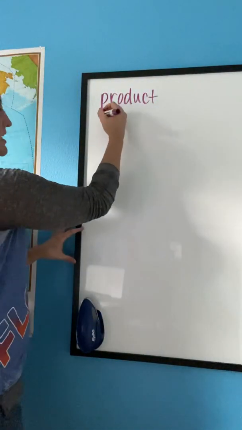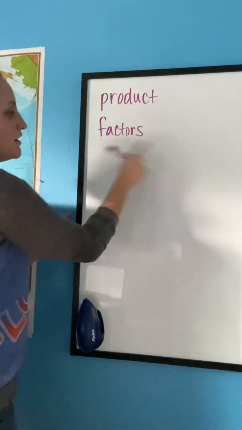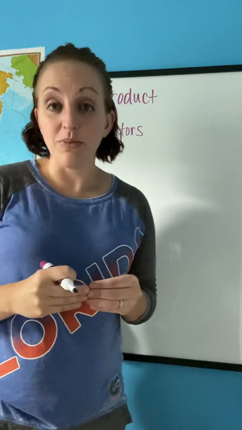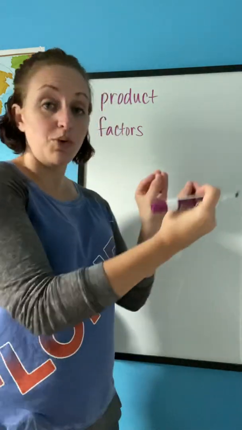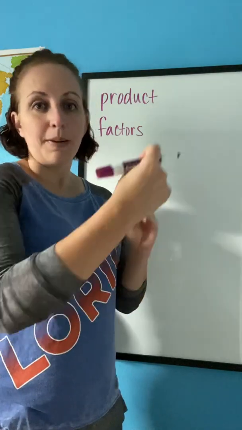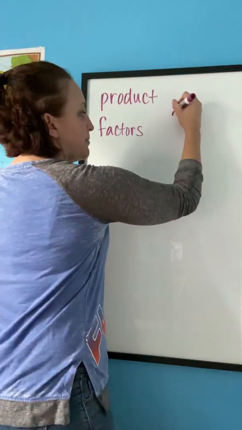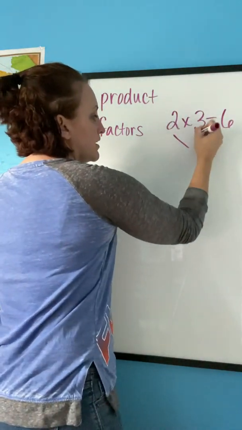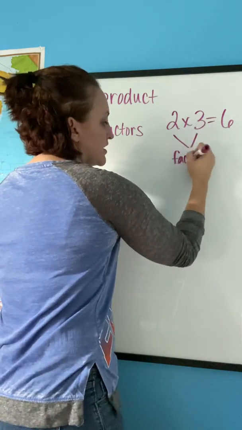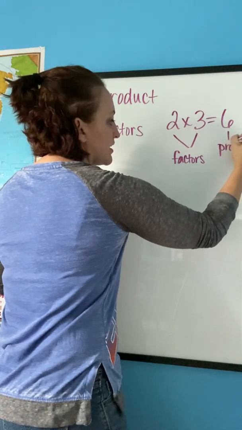The next word is factors. The factors are the numbers that you multiply together to get the product. So back to my example, 2 times 3 equals 6. 2 and 3 are the factors because that's what I multiplied together to get the product, 6. So let's look at that problem again, just for my visual learners. Those 2 numbers are the factors, and that one is the product.